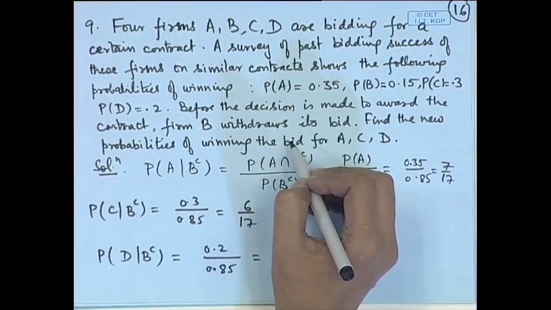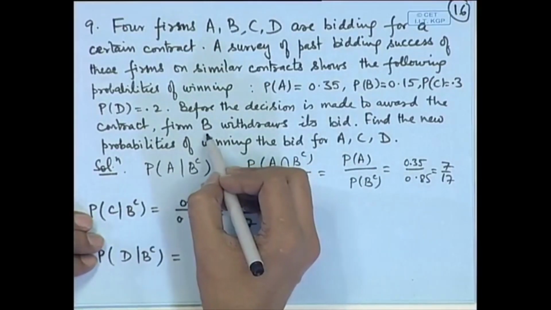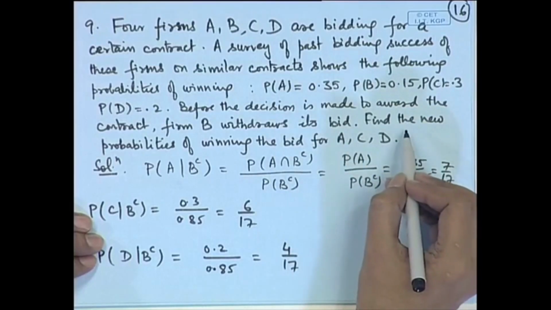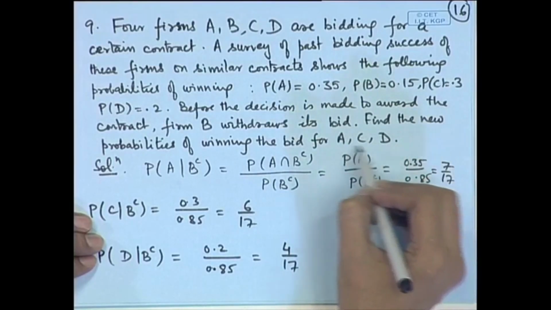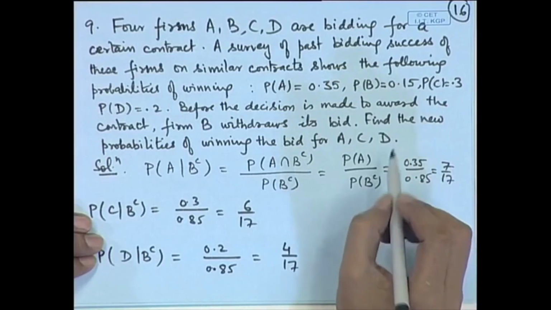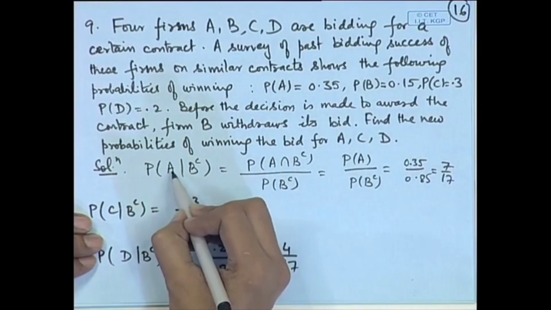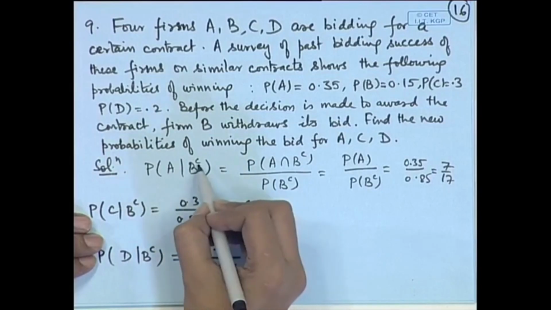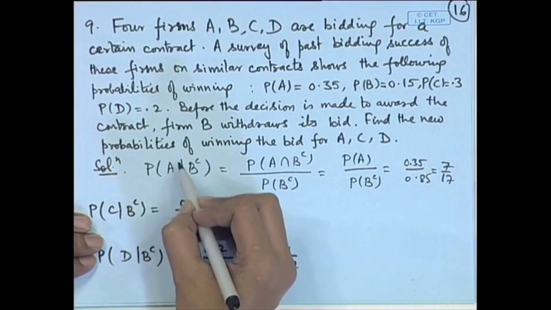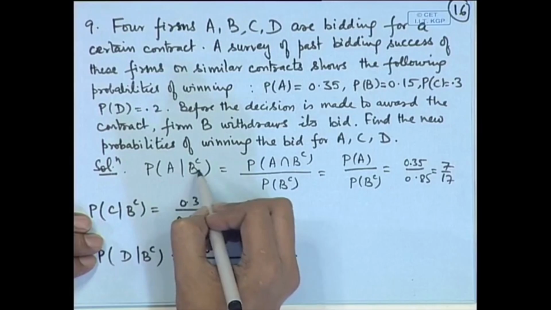Before the decision is made to award the contract, firm B withdraws its bid. Find the new probabilities of winning the bid for A, C and D. So, basically what does it mean? It means that if B has withdrawn, B cannot win the bid. Therefore, the probability of A winning is actually now the conditional probability of A given B complement.